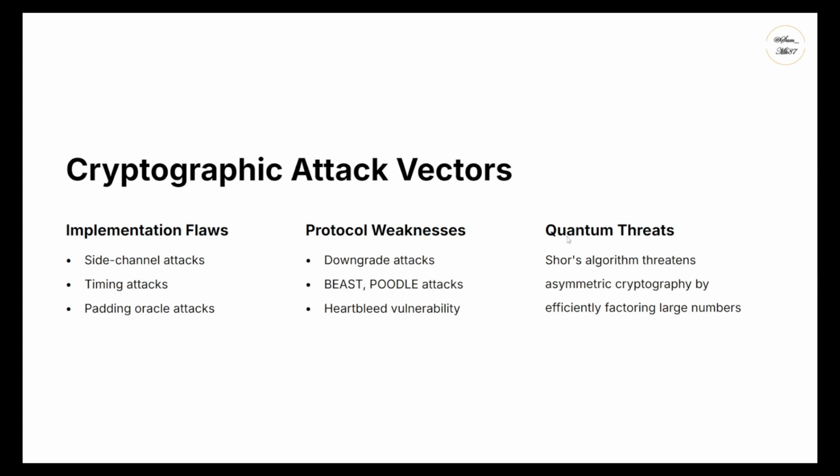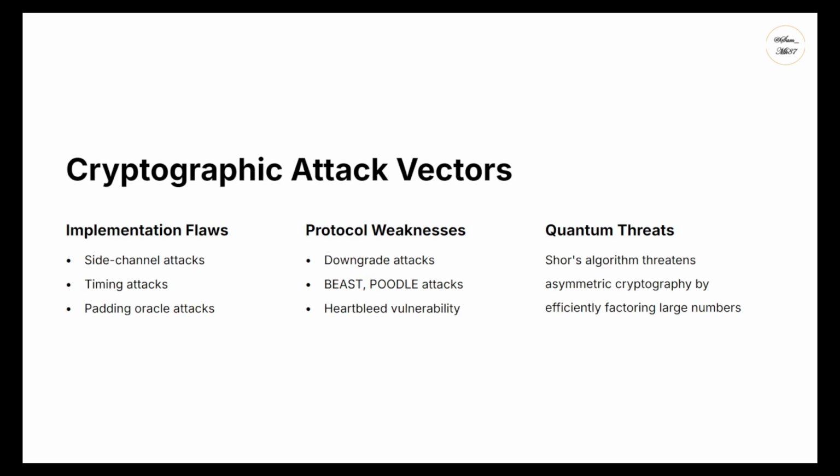Now let's talk about cryptographic attack vectors. Even the strongest cryptographic algorithm can be undermined, not by the math itself, but by how it is implemented or integrated into the system. Let's talk about some of the key types of cryptographic attack vectors. We have implementation flaws, which are one of the most common issues. A great example is the Heartbleed vulnerability, where a flaw in OpenSSL allowed attackers to read sensitive data from memory, like private keys and passwords. It wasn't the algorithm that failed, it was the way it was coded.